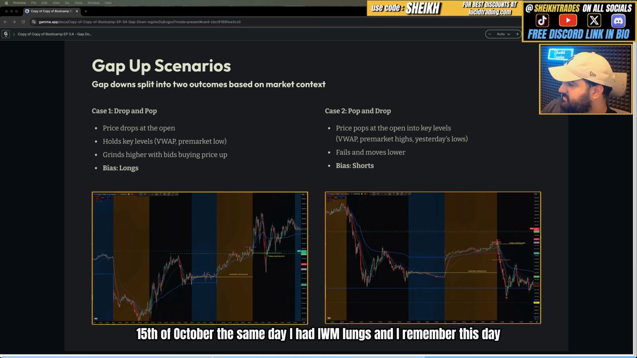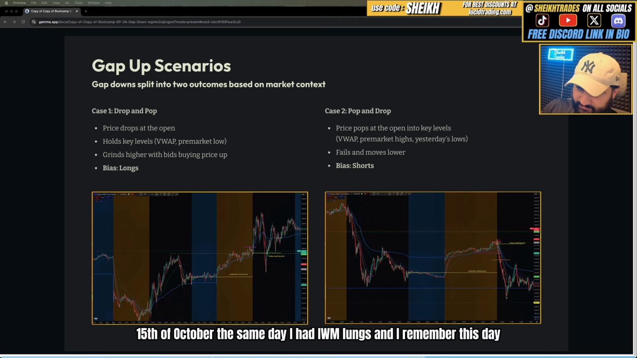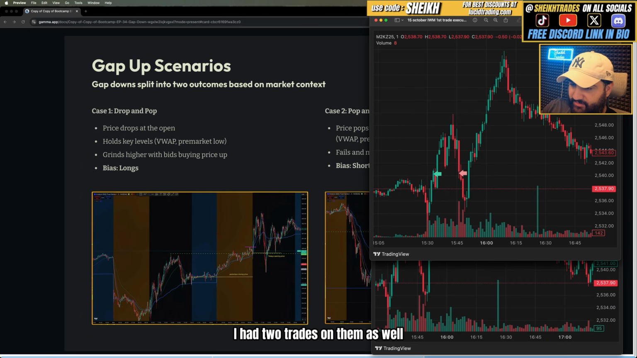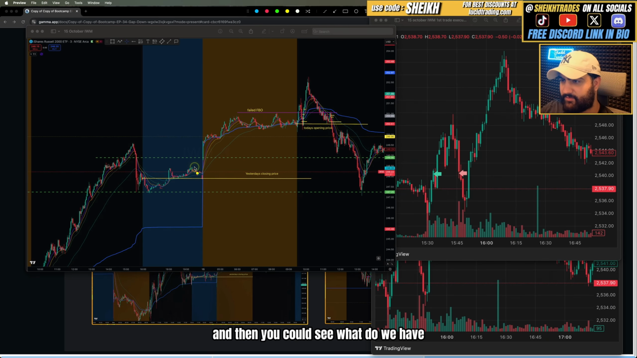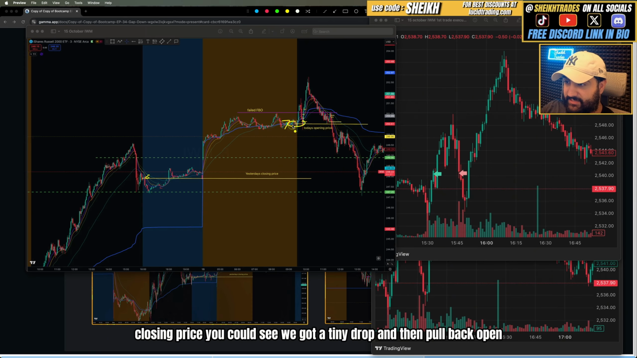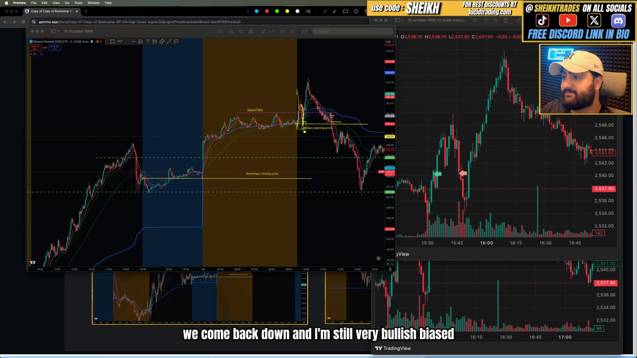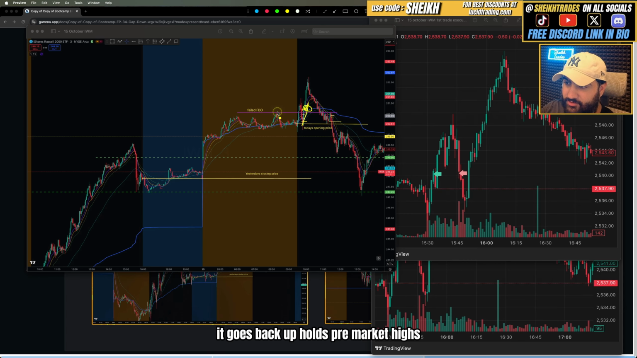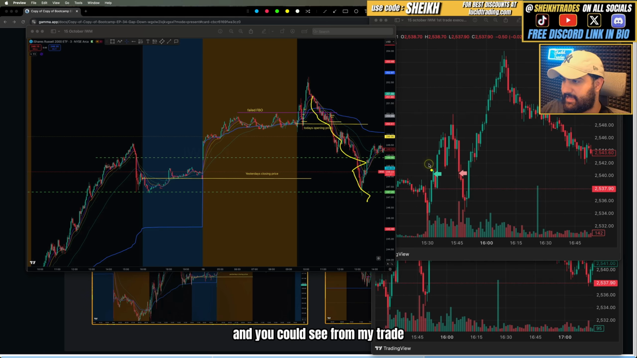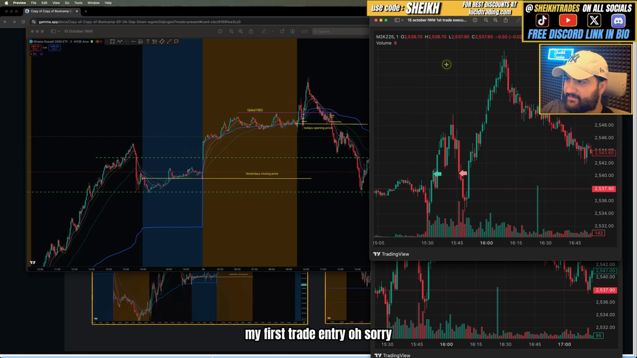15th of October, the same day, I had IWM longs. And I remember this day, matter of fact. I had two trades on them as well. And then you could see, what do we have? We have a massive gap up. Once again, opening price, closing price. You can see we got a tiny drop and then pop back open. We come back down and I'm still very bullish biased. It goes back up, holds pre-market highs, goes all the way up and then rolls over, which I don't care about. And you could see from my trade, my first trade entry, this is my first trade entry.